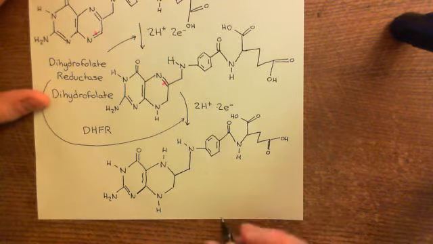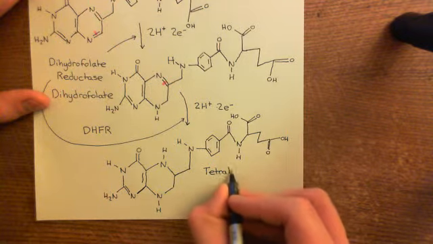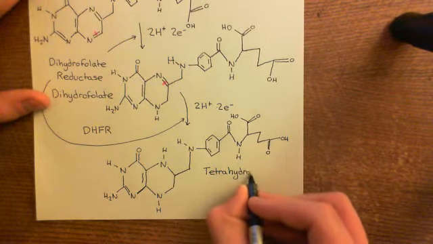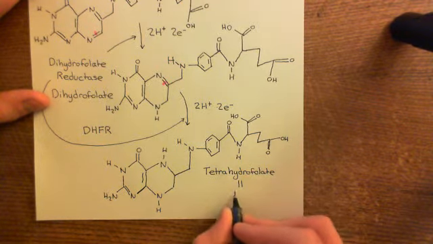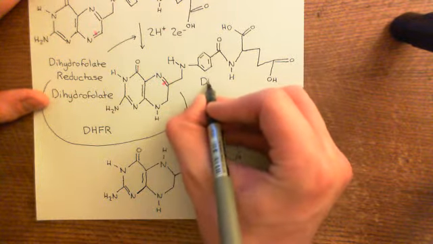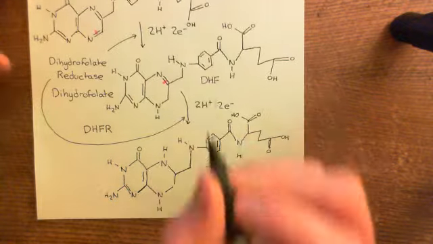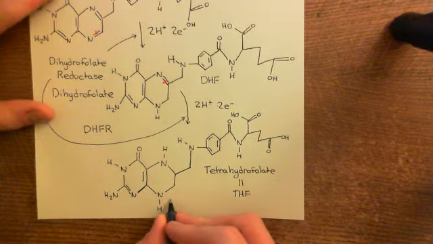So this is the structure of tetrahydrofolate. By the way, tetrahydrofolate is often abbreviated to THF for short, and dihydrofolate is often abbreviated to DHF. So, what are we going to do next? Well, basically, we are going to convert this into something known as N5-N10 methylene tetrahydrofolate. Let me just write this name out.